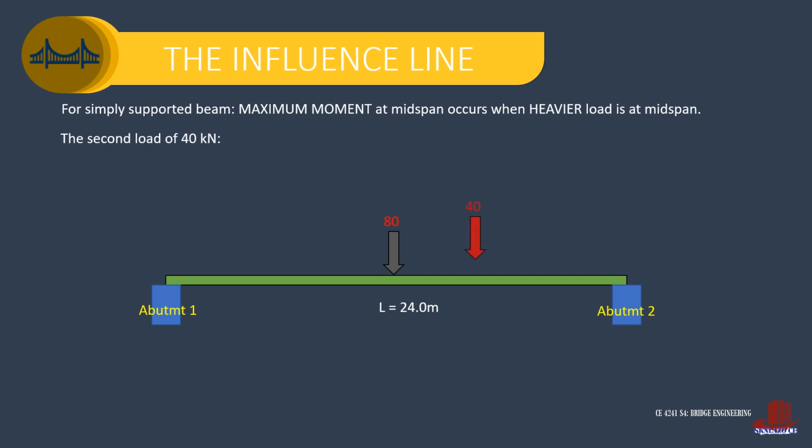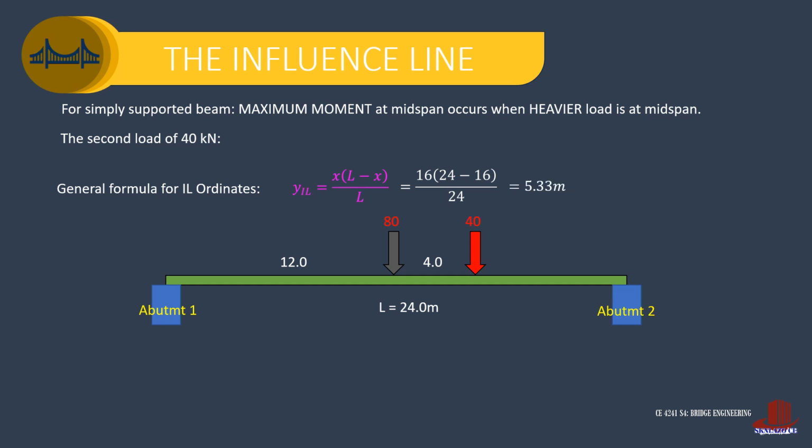For the second load of 40 kilonewtons, supposing that it is located ahead of the 80 kilonewton load, the influence line ordinate then is solved as 16 times the difference of 24 and 16. Then divide this by 24, which provides 5.33 meters. You will still have the same answer when we locate the load at the left of the midspan.